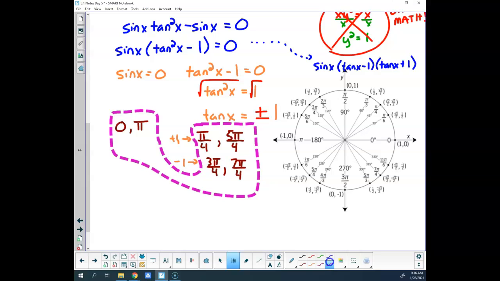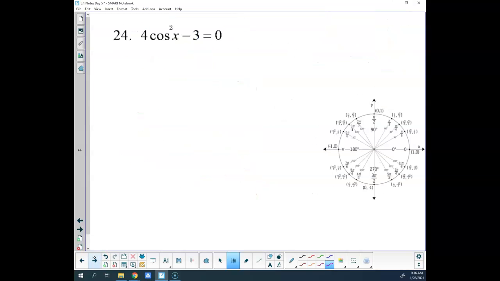Okay? Love it. Good time. What I'd like you to do now is try one on your own. Try this one for me, number 24. I don't even know why it's called number 24, probably because way back in some old worksheet it was number 24 that we stole it from. Try solving this one on your own.